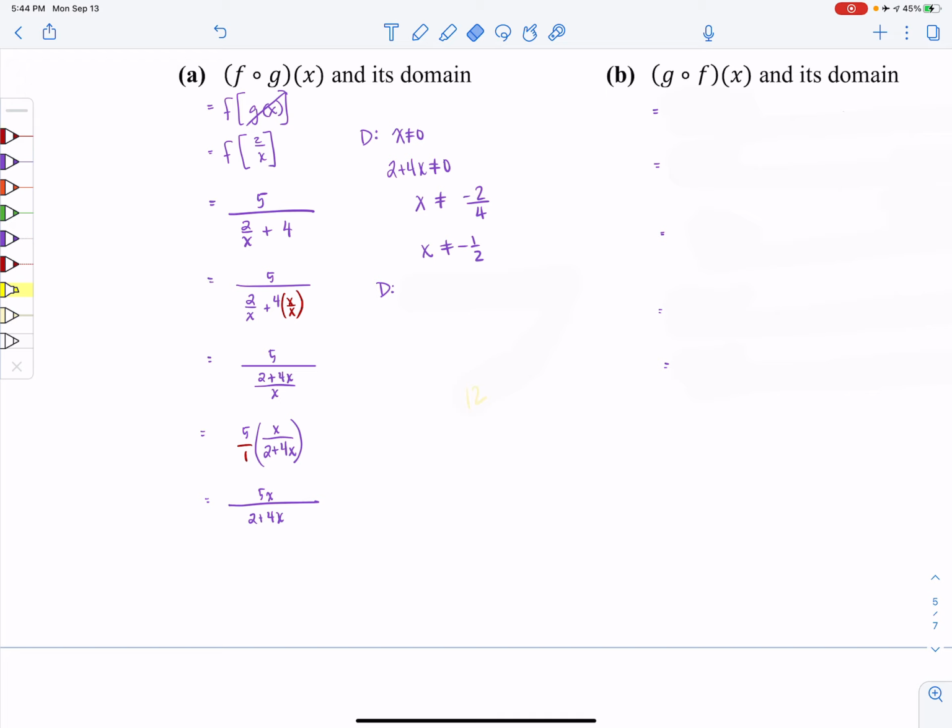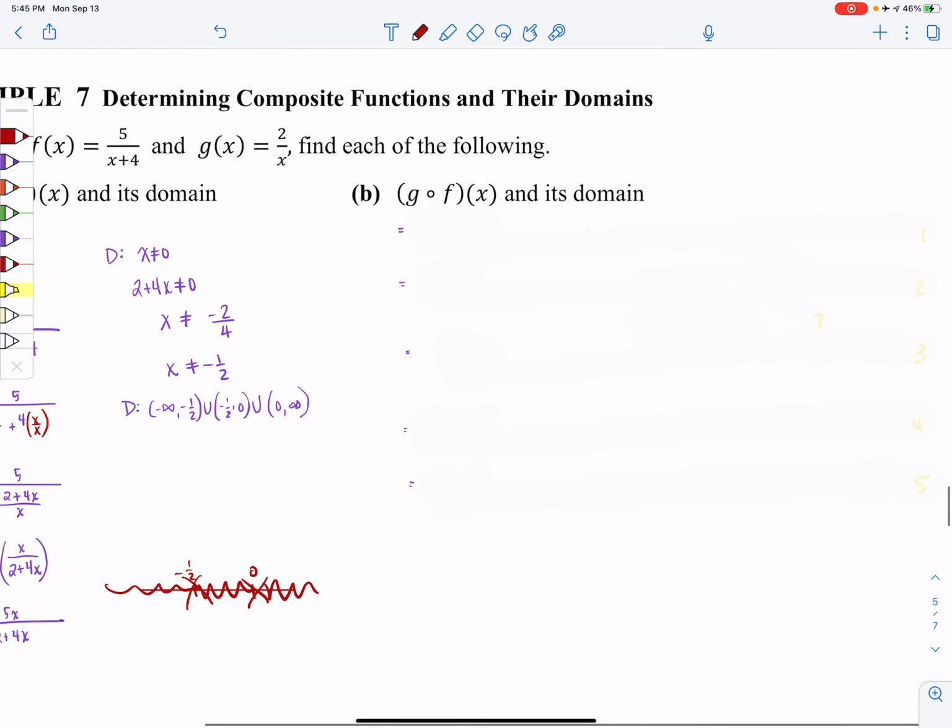So if you think about on the number line what this looks like, well, you've got two numbers you can't equal. You can't have the -1/2. You can't have the 0. You're not allowed to equal either of these two things. But you can have anything else on the number line that you want. So you can have from -infinity all the way up to -1/2. You can have between those two, and you can have after 0. So in interval form, that's what that would look like. Let's go look at part B.